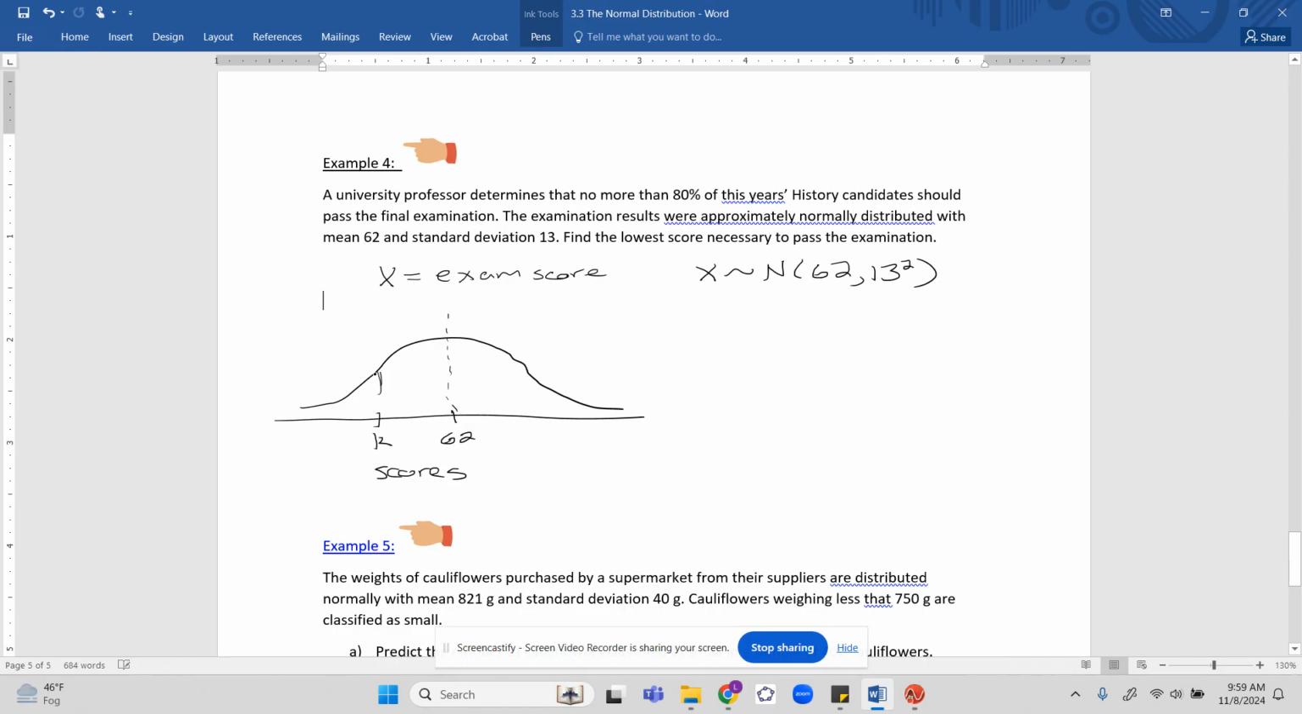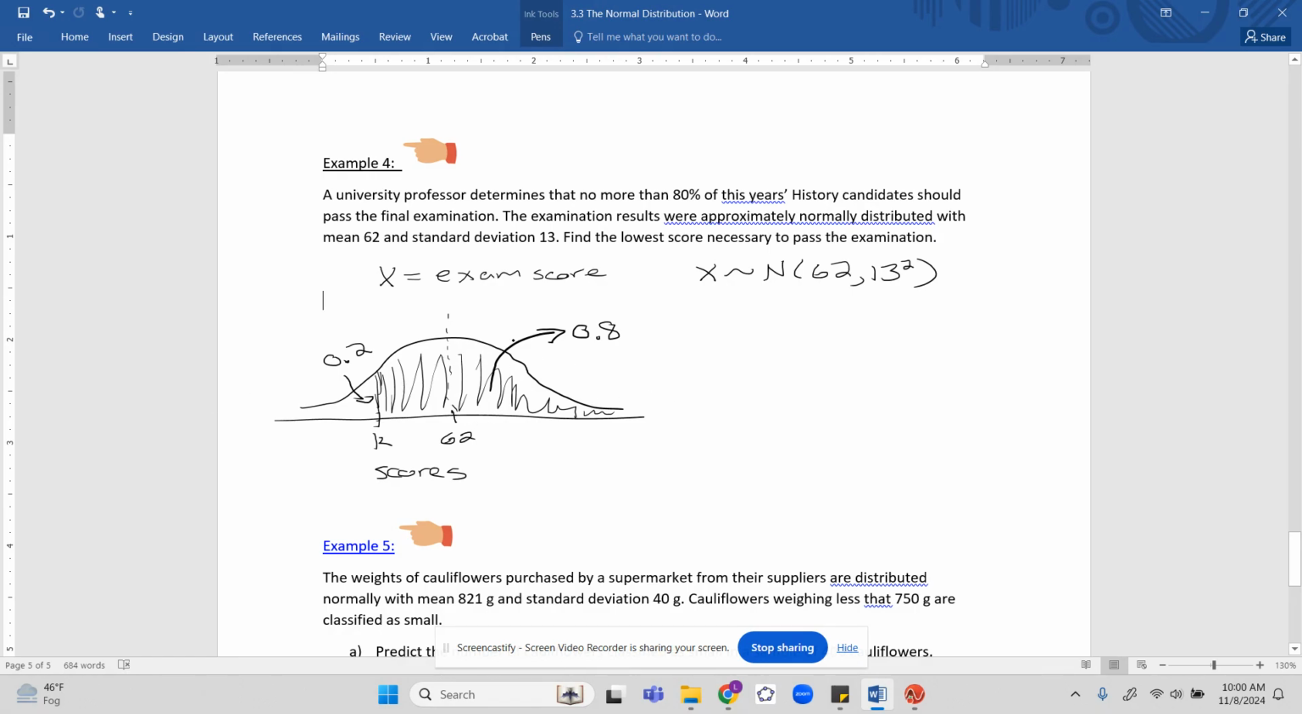So I want to know what's the minimum score to pass. And so I want this area here to be 80% or 0.8. If 0.8 or 80% pass, that means that 20% fail. So we have 0.2 down here. And so I want to know what's the minimum score somebody needs to pass this exam. What does this number need to be so that people pass? What's the minimum score to pass?